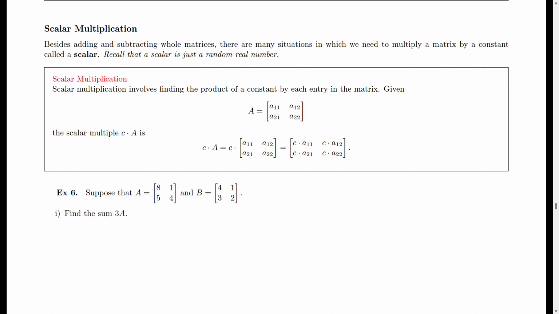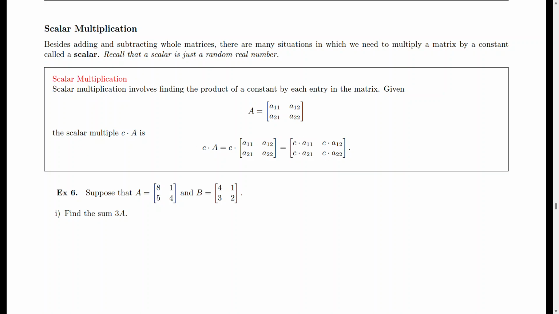Now with scalar multiplication, what will typically happen is you'll have a number that you need to multiply to every entry of the matrix. So you'll be given some kind of matrix. It could be a 2 by 2 or any other random size. And you'll see a number written down in front of the matrix. And what that means is the number needs to go to every entry of the matrix.